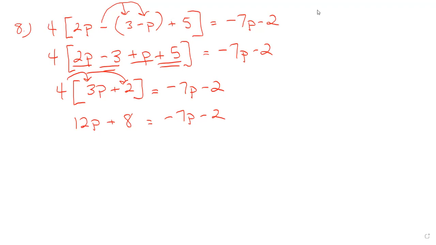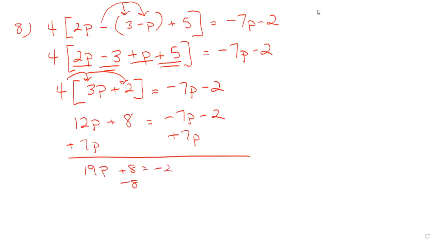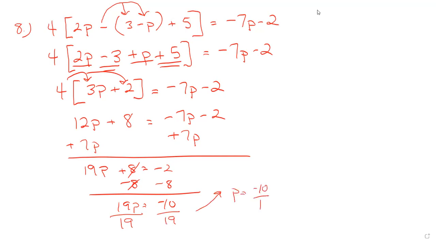When we have a linear equation, you want to get your variables to one side or the other, and your plain numbers to one side or the other. I'm going to move my negative 7p by adding 7p to both sides. So we've got 19p plus 8 equals negative 2. I'm going to subtract 8 from both sides. 19p equals negative 10. And then I'm going to divide both sides by what is attached to p, which is the 19. So we end up with p equals negative 10/19.